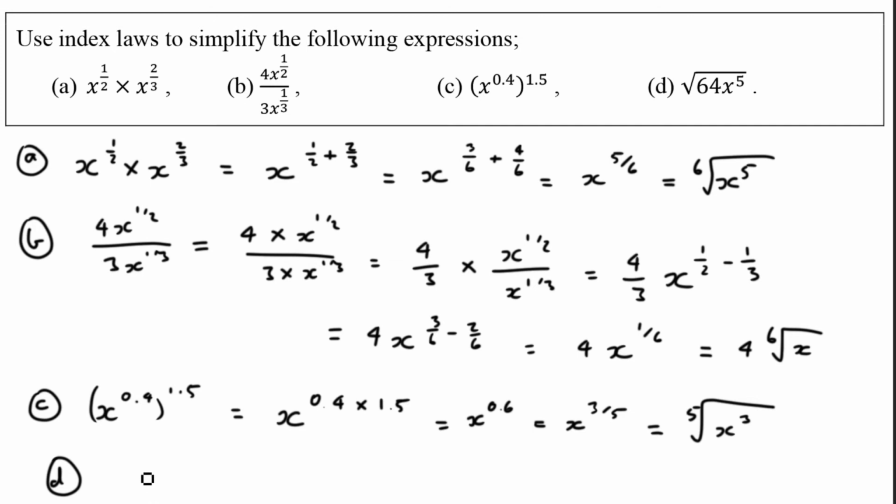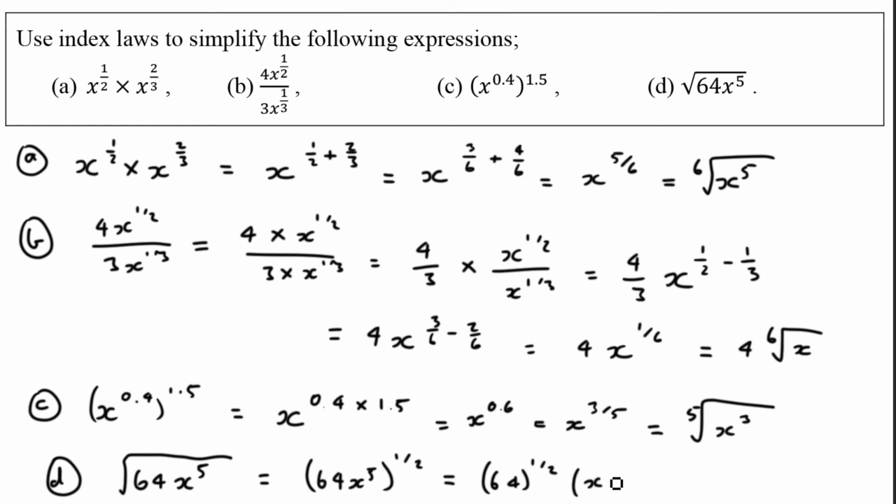In D, we have to find the square root of 64x to the 5. Now, square root is a power of a half, so we have to find the power of a half of 64x to the 5. And in this case, that power of a half does apply to the 64 just as much as it applies to the x to the 5, because the whole thing was under the square root sign. So we can use another index law to say we want 64 to the power of a half, and we want x to the 5 to the power of a half.